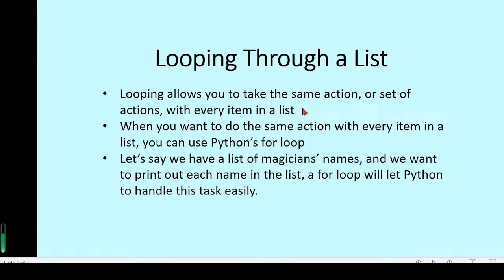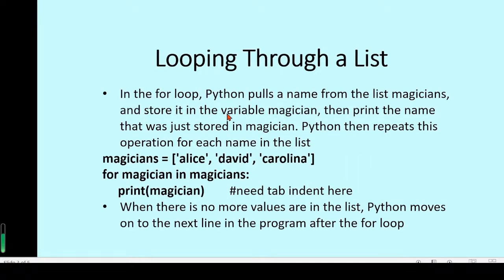Looping allows you to take the same action or set of actions with every item in a list. When you want to do the same action with every item in a list, you can use Python's for loop. Let's say we have a list of magicians' names, and we want to print out each name in the list. A for loop lets Python handle this task easily. In the for loop, Python pulls a name from the list magicians and stores it in the variable magician. Then it prints the name that was just stored in magician. Python then repeats this operation for each name in the list.